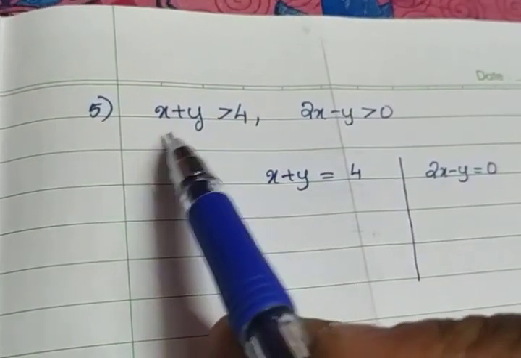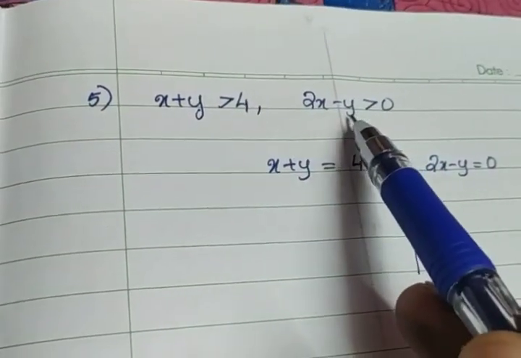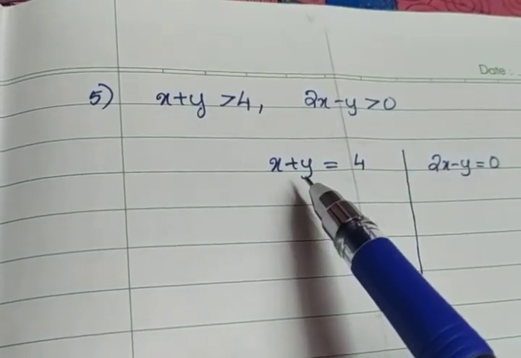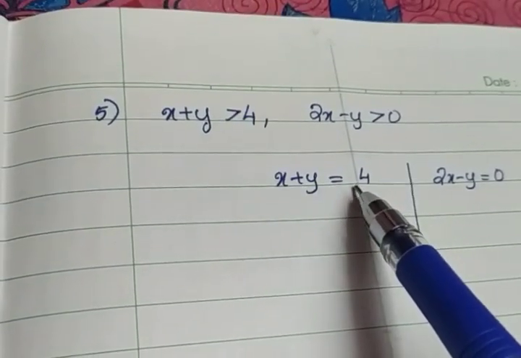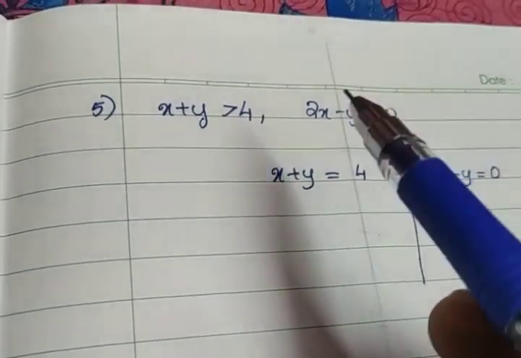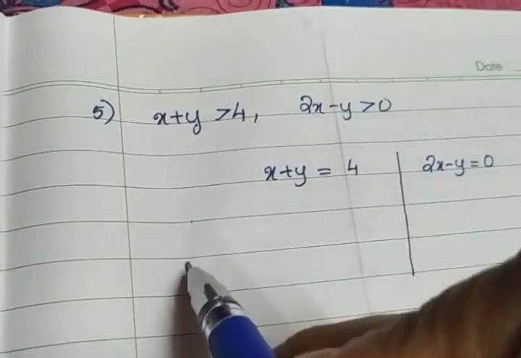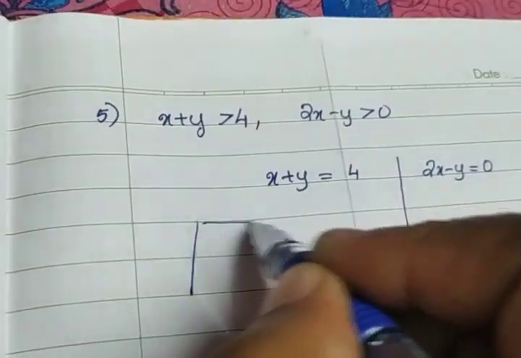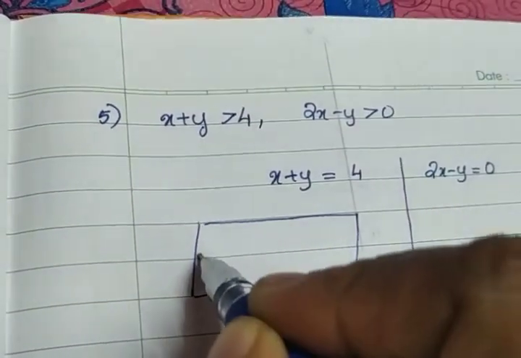So the next question: x plus y greater than 4, 2x minus y greater than 0. As usual, we will take the equations x plus y equal to 4 and 2x minus y equal to 0. Okay, so we will draw the table to find the points corresponding to the given equations.